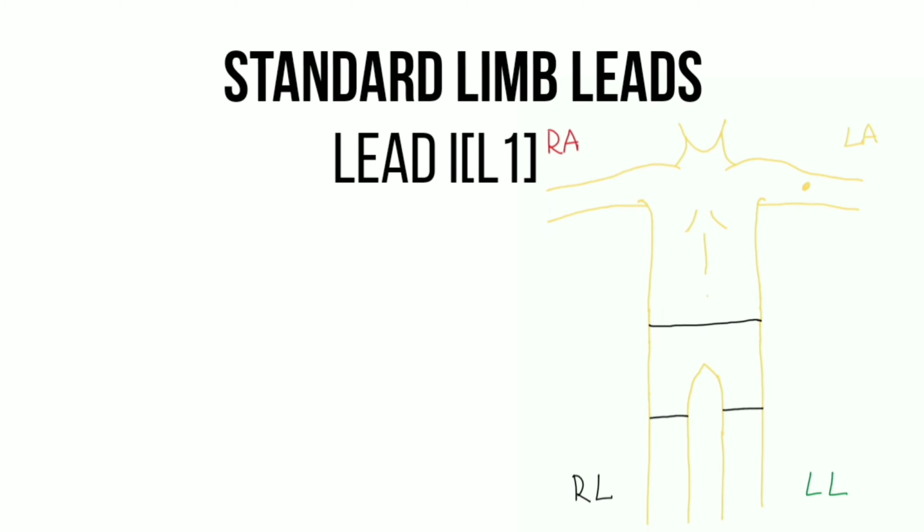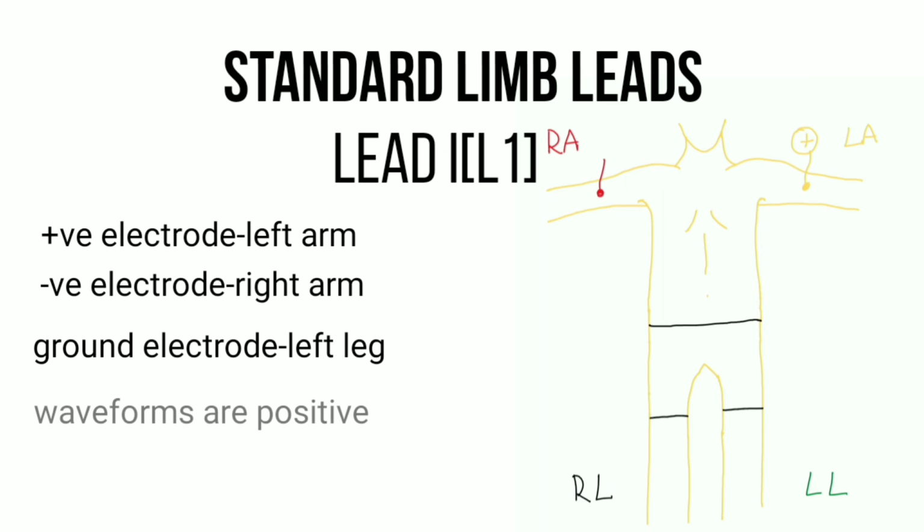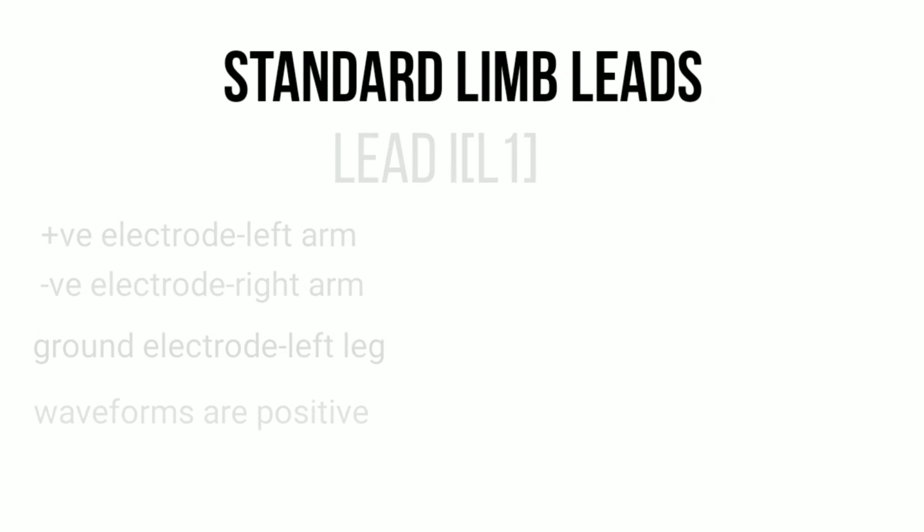Now, lead 1 is formed from the electrodes placed on the left arm, right arm and the left leg. In this particular lead, the left leg acts as a grounding electrode. The waveforms which are formed in this lead are positive.